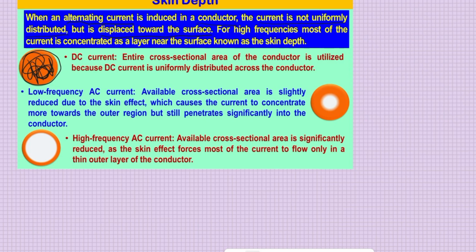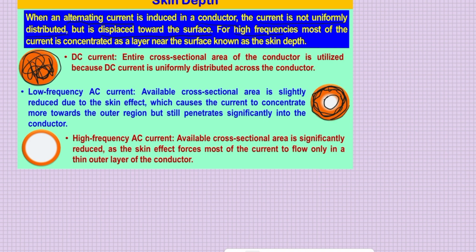The orange shaded regions are the regions where current is passing. You can see the center region is white. That means there is no current in that region. It is just concentrating towards the surface. This is the conductor surface. All of it is trying to concentrate towards the surface.